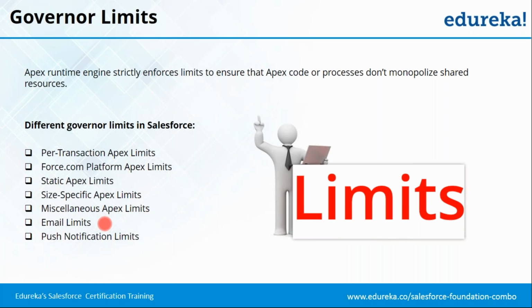And then when it comes to email limits, there's a limit on the number of emails that can be sent per day. I think it's around 1,000 per day, and if you want to send more emails per day, you have to pay for more. And the same thing applies to push notification limits. There are only around 5,000 notifications that you can receive per day, and you can have a queue of 50,000. But per day you can only view around 5,000 notifications. So those are governor limits.